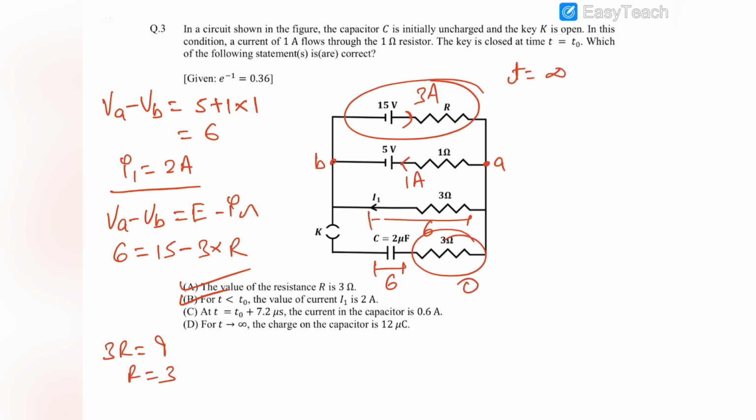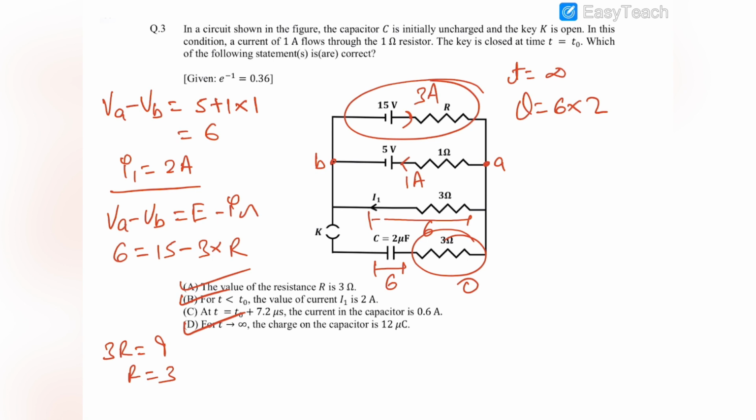So the charge stored in this capacitor would be CV. So Q will be equal to 6 into 2. So this is correct. And the C option, that at time t is equal to t0 plus 7.2 microseconds, the current flowing in the capacitor is 0.6 ampere. So let us examine this.